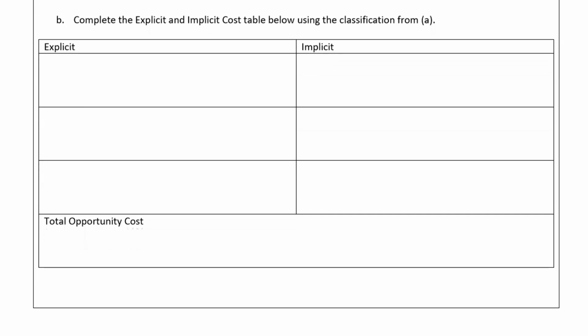Once you've got that, you're going to write down the different values in this table to get a total explicit and a total implicit. And once you have that, your total opportunity cost is going to be equal to those two totals added together. So total explicit plus total implicit.